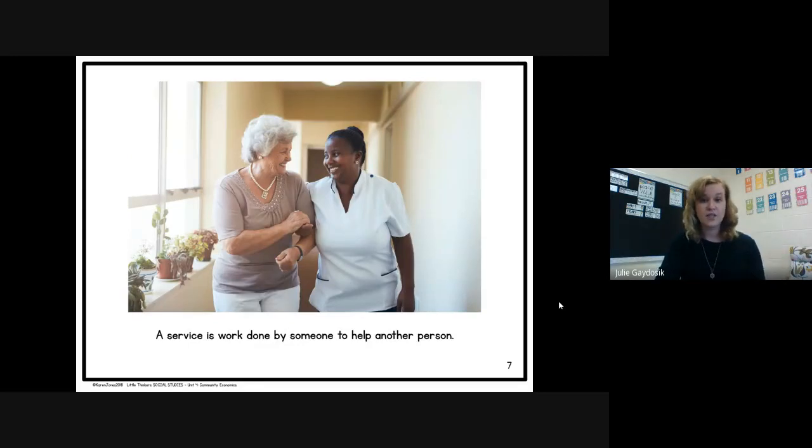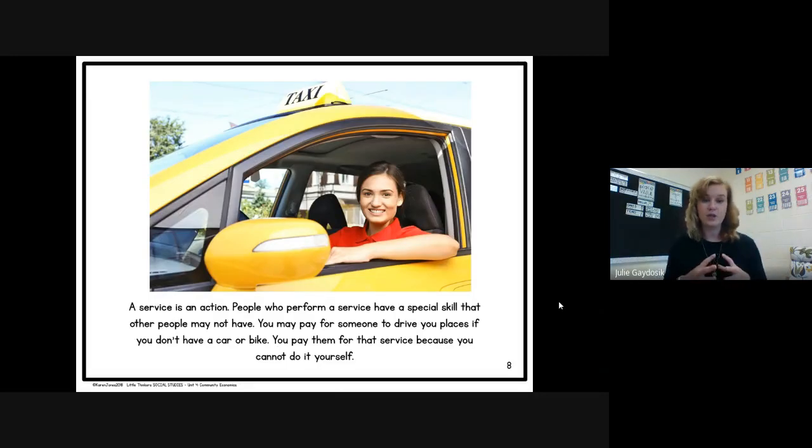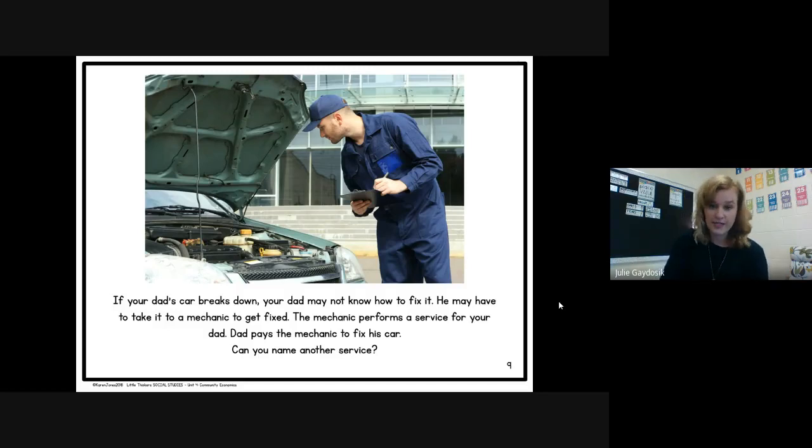A service is work done by someone to help another person. So a service is an action. It's something you do. People who perform a service have a special skill that other people may not have. You may pay for someone to drive you places if you don't have a car or a bike, so a taxi service. You pay them for that service because you cannot do it by yourself. If your dad's car breaks down, your dad may not know how to fix it. He may have to take it to a mechanic to get fixed. The mechanic performs a service for your dad, and your dad pays the mechanic to fix his car. Can you name another service?